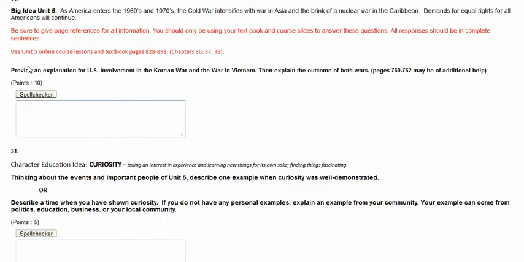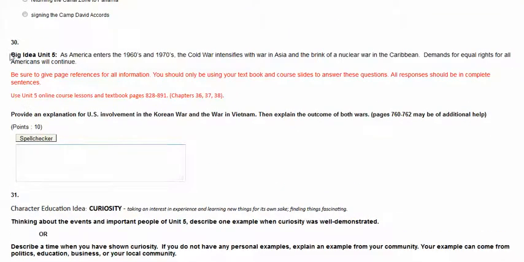Your two short answer questions are as follows. The first one, number 30, we give you the big idea first. As America enters the 1960s and 70s, the Cold War intensifies with war in Asia and the brink of nuclear war in the Caribbean. Demands for equal rights for all Americans will continue. For this question, be sure to give page references for all information. You should only be using your textbook and course slides to answer these questions. All responses should be in complete sentences. Use Unit 5 online course lessons and the textbook pages 828 to 891, chapters 36, 37, and 38.